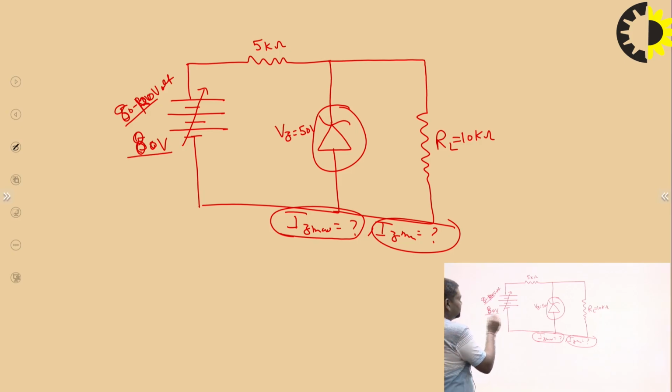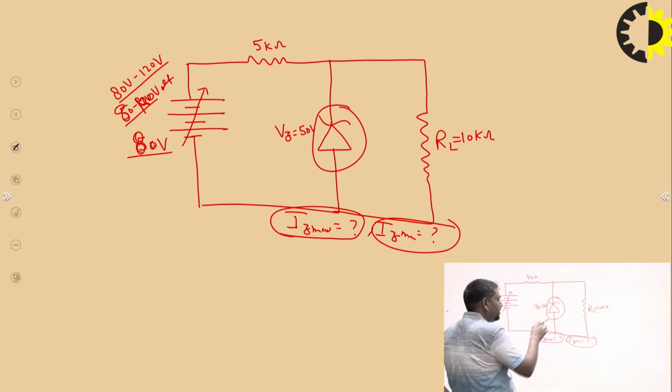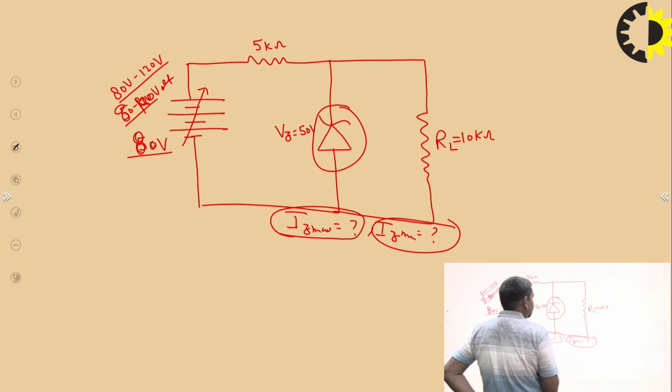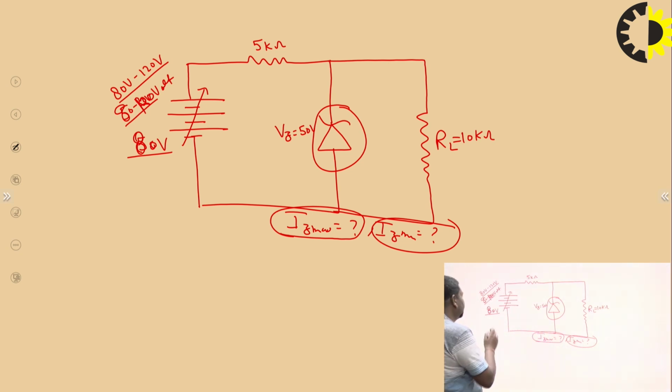First we take 80 volt. So if the input voltage is varied from 80 volt to 120 volt, what is the Zener current? We have to calculate the minimum Zener current and the maximum Zener current to fix the specification of that Zener diode with load voltage 50 volt. So first we take 80 volt input.